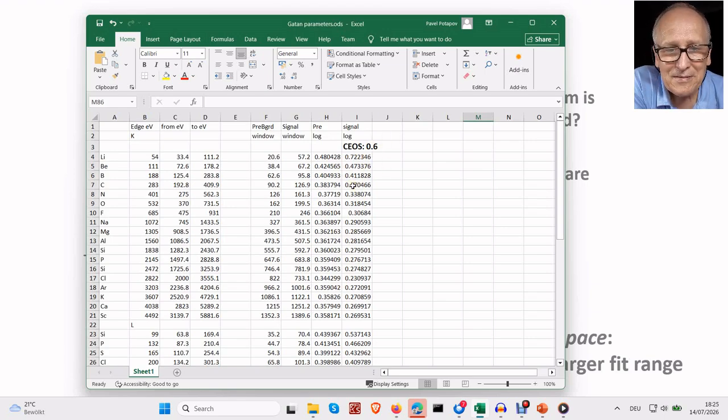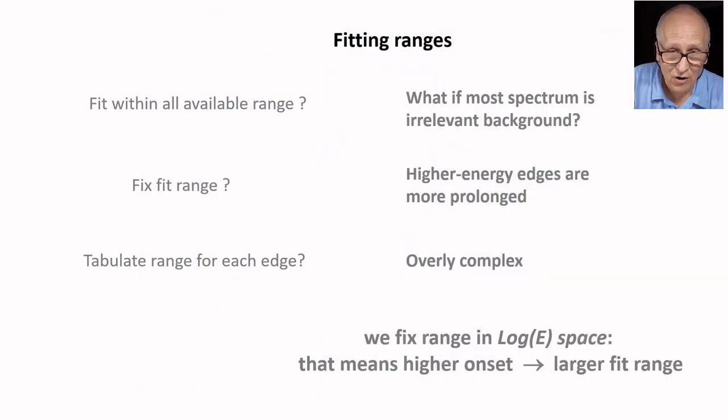So, an important difference: in our case, our fixed range is much higher than the standard for Gatan. It's not 0.3 or 0.4, but 0.6, and that makes the typical fitting range quite large. As a consequence, very often we have several overlapping edges in the fitting ranges. Then we have to fit them simultaneously, in parallel.